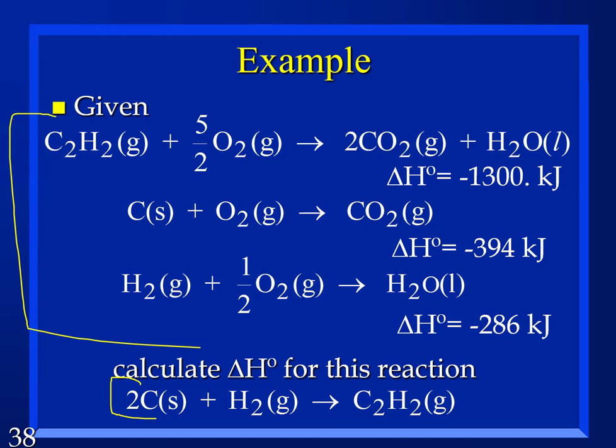The next thing on my equation is H2. Where does H2 show up on here? It's the third equation. And it's H2 plus half O2 makes H2O. Except I want just 1 H2. So I don't have to do anything to this equation. So the delta H for this is going to be negative 286 kilojoules.